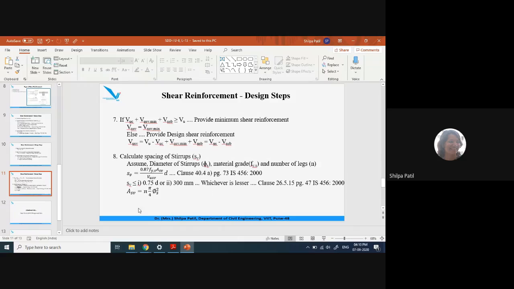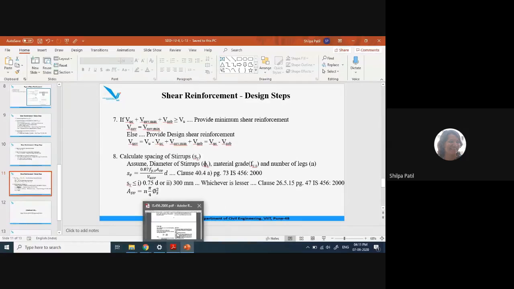Is it clear? Asv is actually the area of the shear reinforcement. It is calculated as pi d squared by 4 into n. n represents the number of legs. How many legs are there? Whether it is 2-legged, 4-legged, etc.